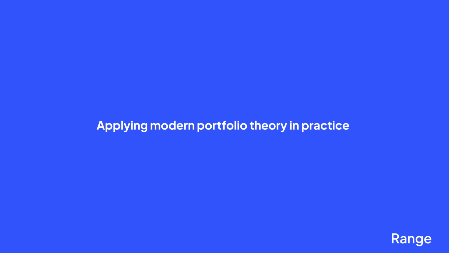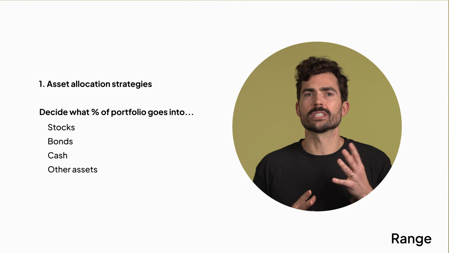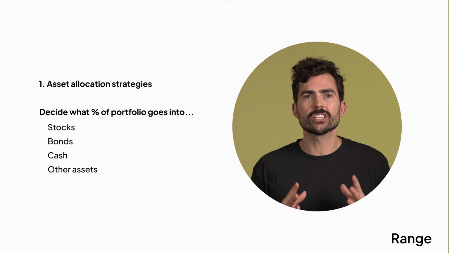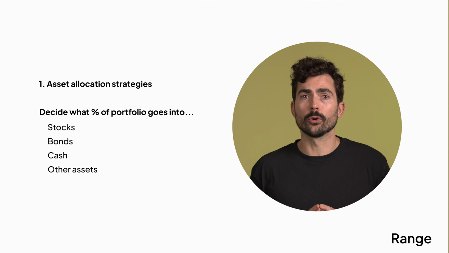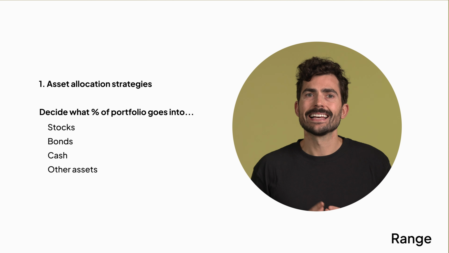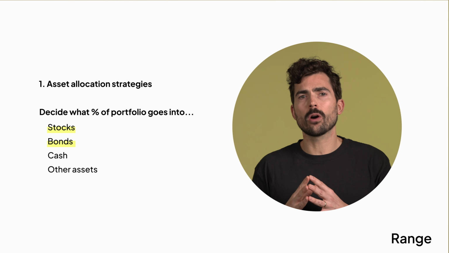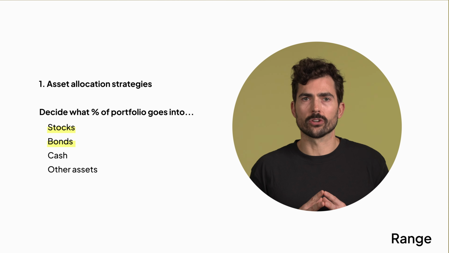Now that we know the theory, let's see how to apply it. Asset allocation is about deciding how much of your portfolio goes into stocks, bonds, cash, and other assets. By strategically allocating your investments, you control how much risk your portfolio takes on. For example, stocks and bonds often have a low correlation, meaning they don't always move in the same direction. Pairing them can help stabilize your returns over time.